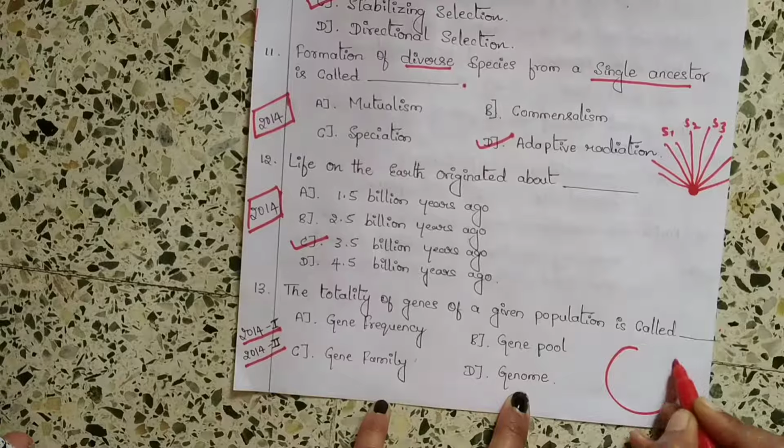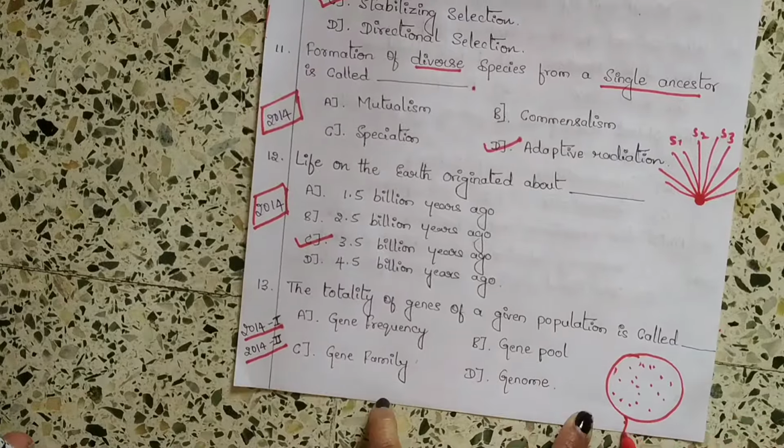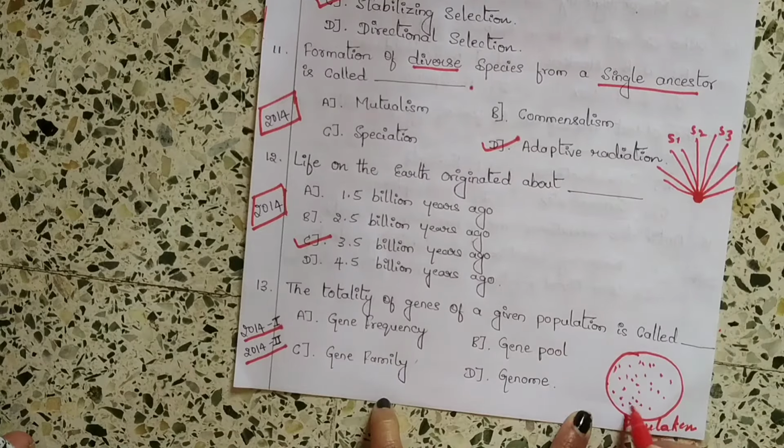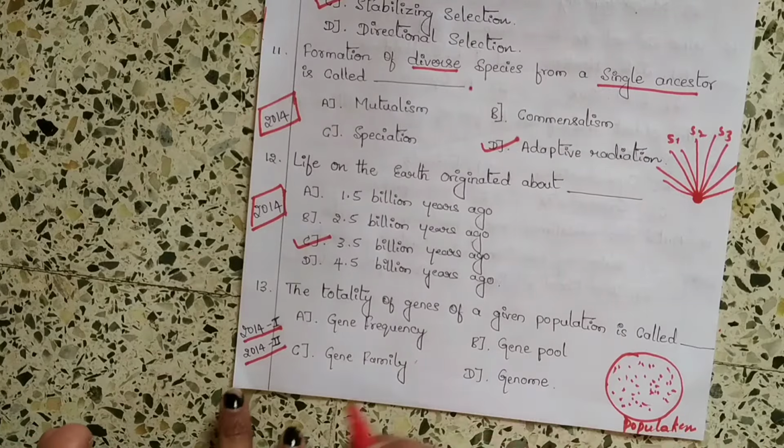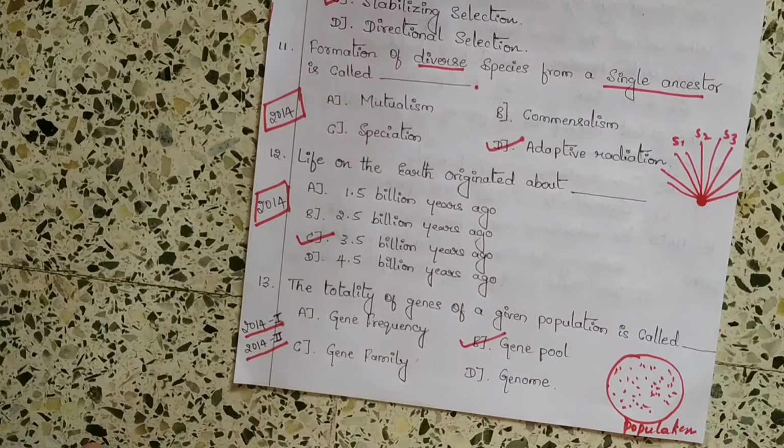Gene pool means the total number of genes, if you think these are the genes, and consider this a population. So the total number of genes in a given population is called the gene pool. Okay, the correct option is B, that is gene pool.